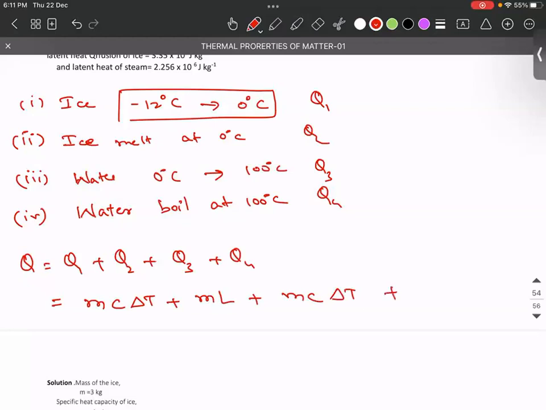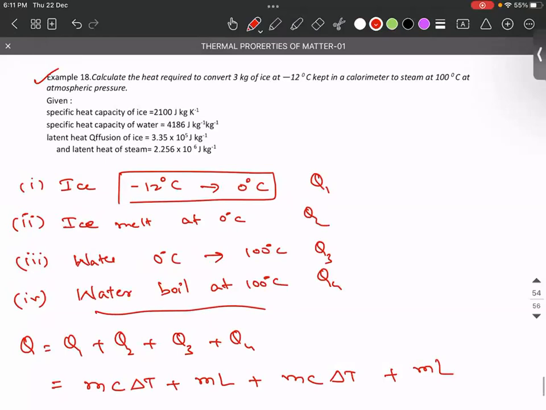Plus, water to boil at 100 degrees Celsius. It is going to be M into L. Okay. So, write down all the values and then you can calculate. So, make a note of this.